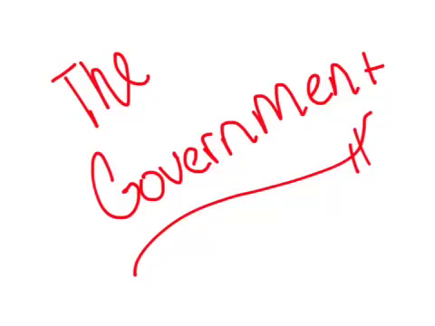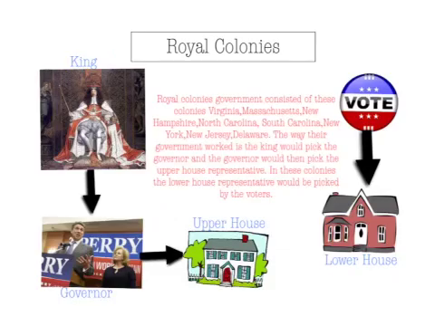The government. In royal colonies, the king would pick the governor, and the governor would pick the upper house representative. And in the royal colonies, the voters would pick the lower house representative. The royal colonies consisted of Virginia, Massachusetts, New Hampshire, North Carolina, South Carolina, New York, New Jersey, and Delaware.